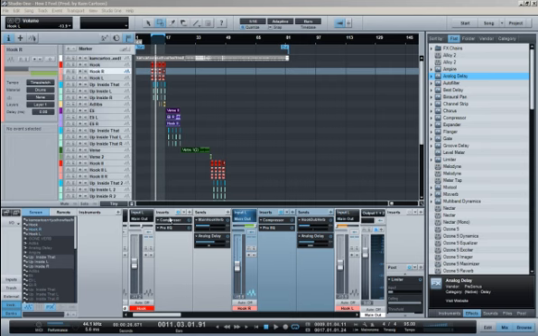Today I'm starting new stuff. We're gonna do a series, like a tutorial every week. I'm gonna try to do one every Tuesday. This is how to mix a hook. We're gonna look at how to mix.